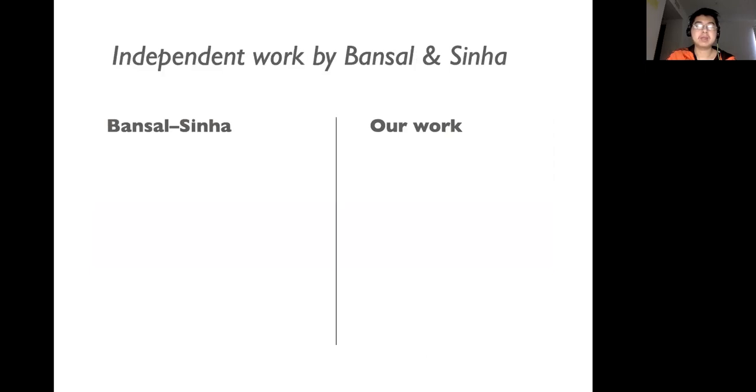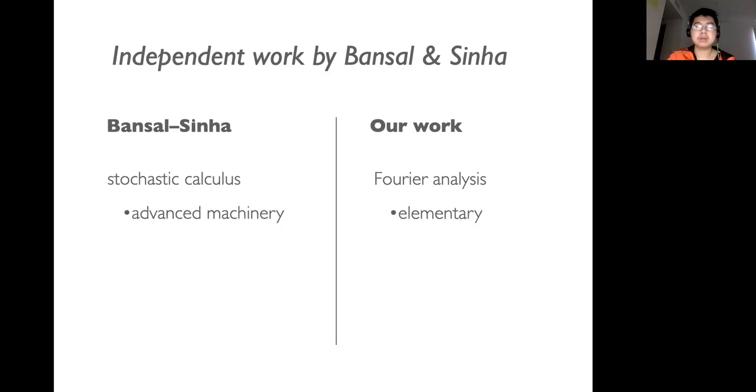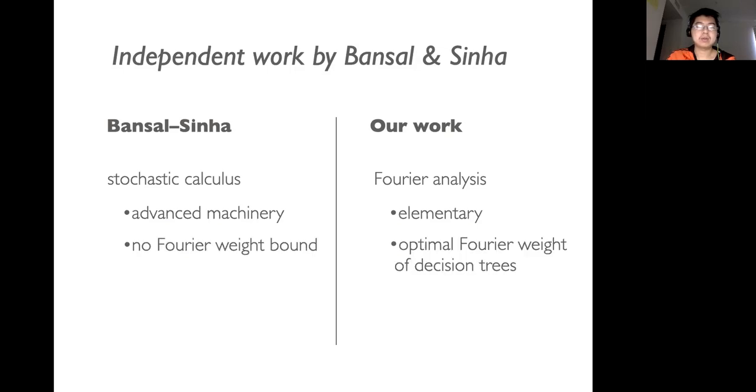Independent of our work, Bansal and Sinha also obtained similar results, remarkably by a very different approach. Their approach uses stochastic calculus, a more advanced machinery, whereas our analysis is Fourier analytical and more elementary in our opinion. A side product of our analysis is the optimal Fourier weight bound on decision trees, while their analysis did not attack this problem. Finally, our result is existential, while Bansal and Sinha's analysis works for an explicit function, i.e., the k-fold correlation problem.